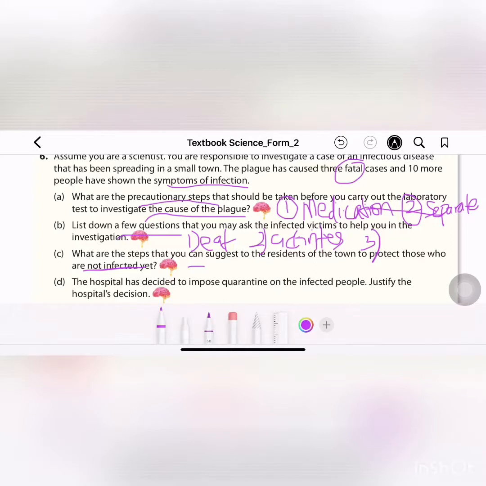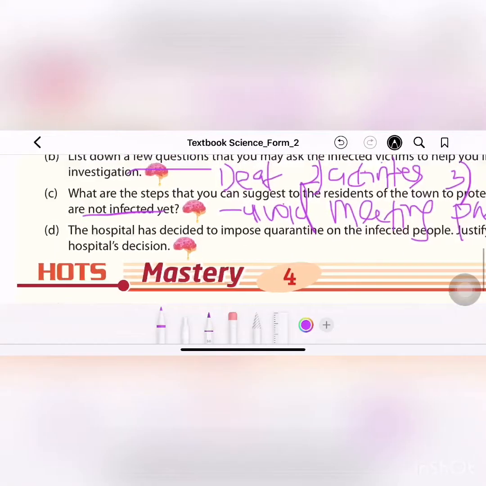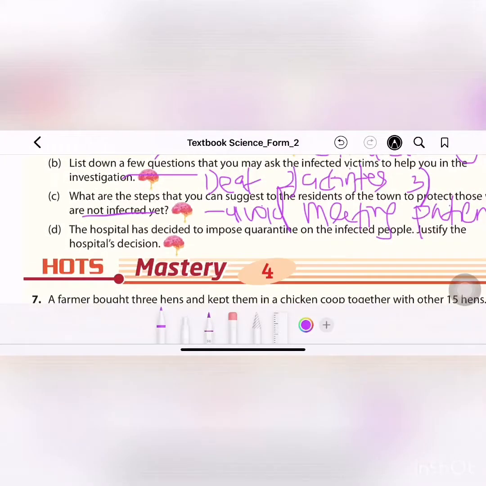Okay, don't meet the patient, so avoid meeting the patient, because this is like highly infectious and it can cause death, so it's very dangerous. D, the hospital has decided to impose quarantine on the affected people. Justify means, are you agreeing with the hospital's decision or not?